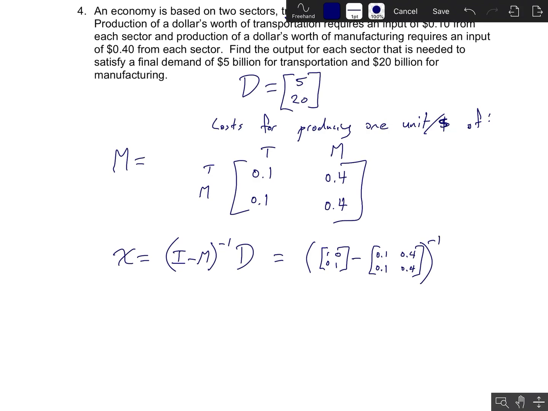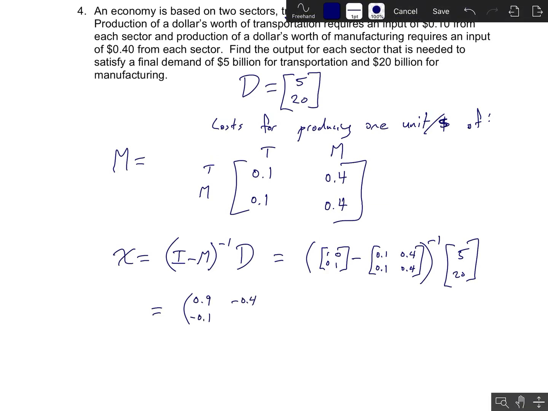Minus M, and then we're going to take the inverse after taking that difference. And then we're going to multiply by D, which was 520. Now, whenever you're computing this, it is important that you first compute the difference and then invert. You don't want to invert the matrix M, you want to invert the matrix I minus M. So first compute the thing on the inside of the parentheses here.